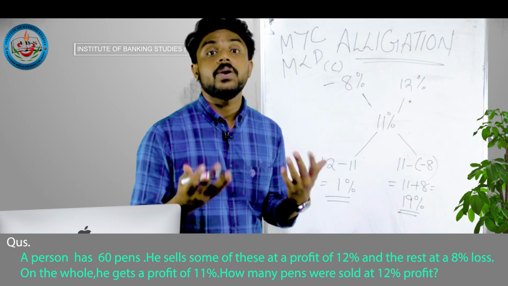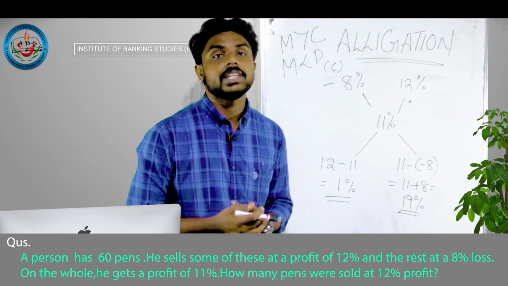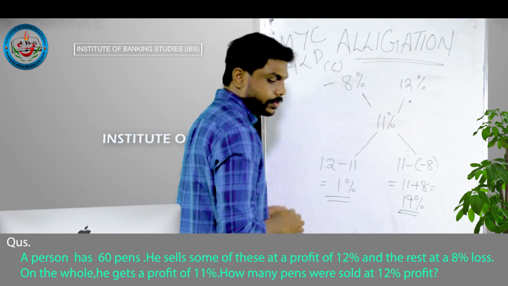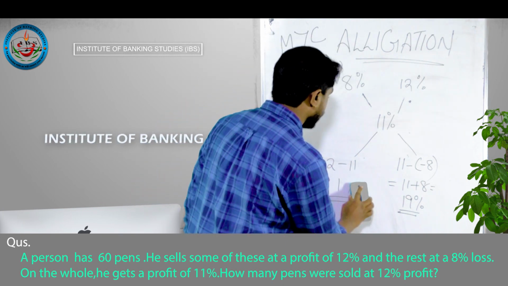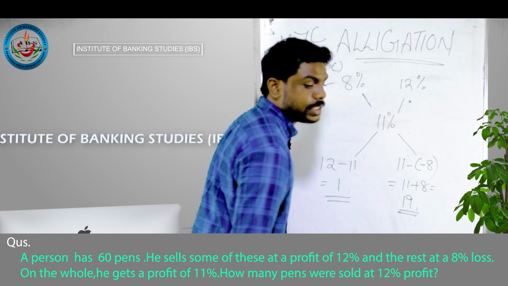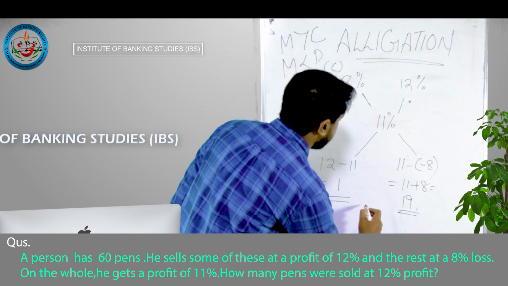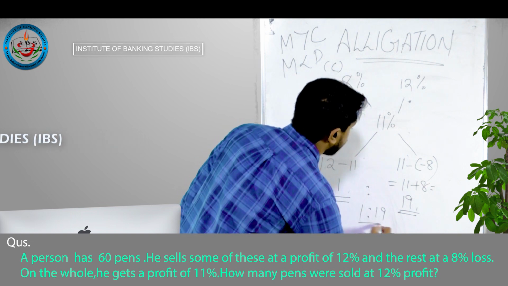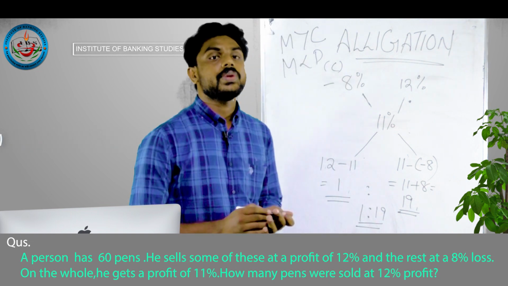Okay, we got our allegation. We got our conclusion. What is our ratio here? It is 1:19. Our ratio is 1:19.